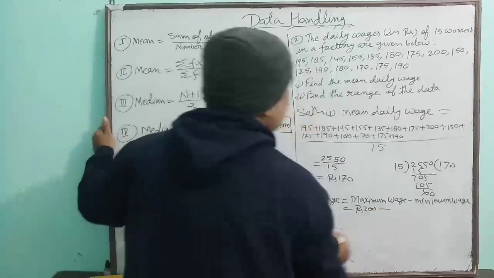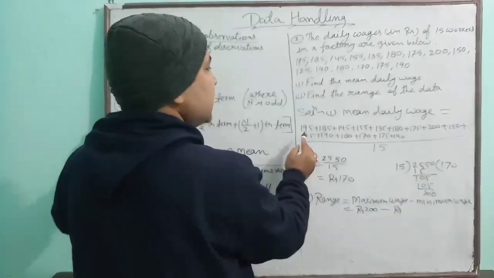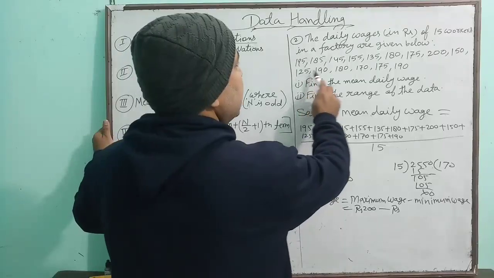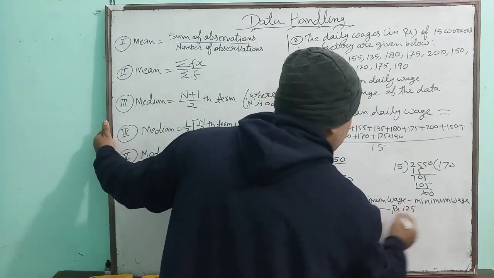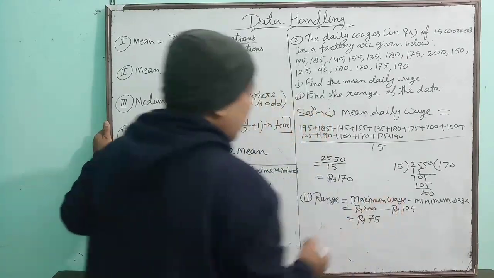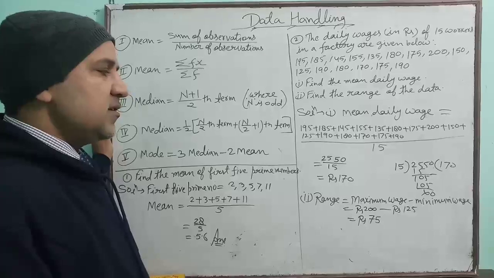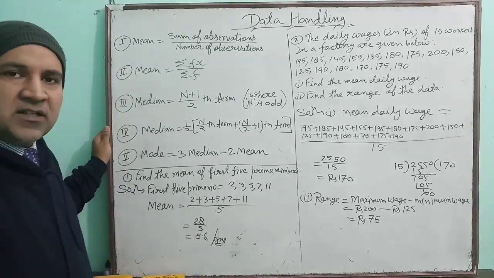Rupees 200 minus what is the minimum? 125 is the minimum. Yes, 125. 125 is the minimum wage. So by subtracting it, the range is rupees 75. Understood? Now note down these questions.